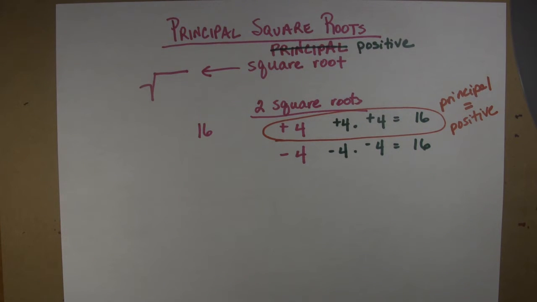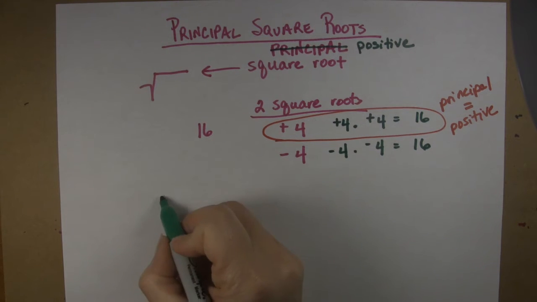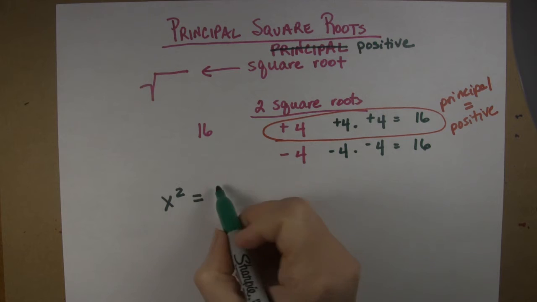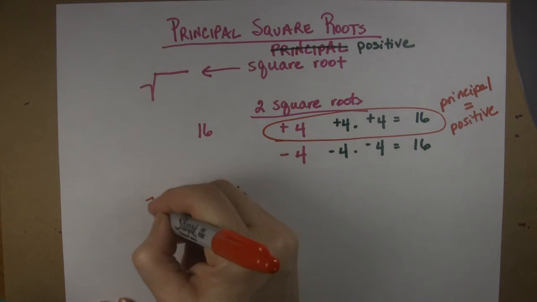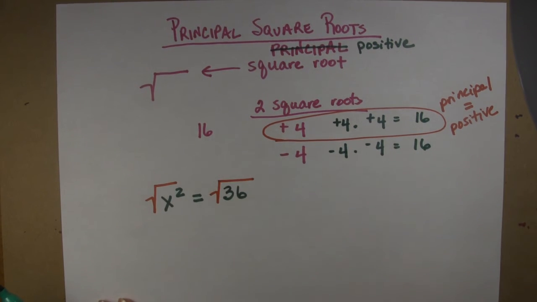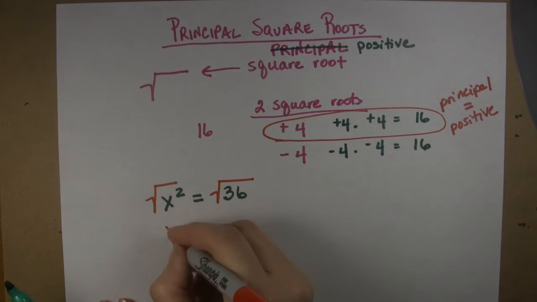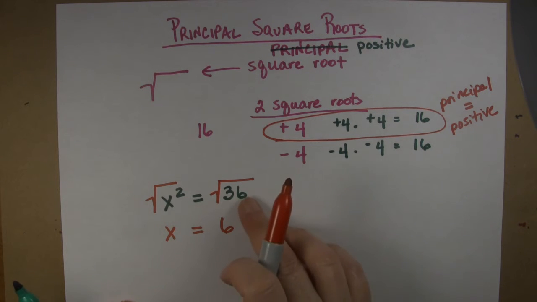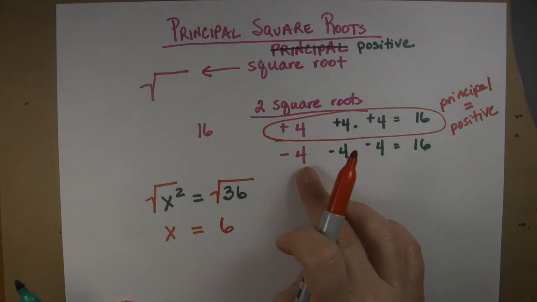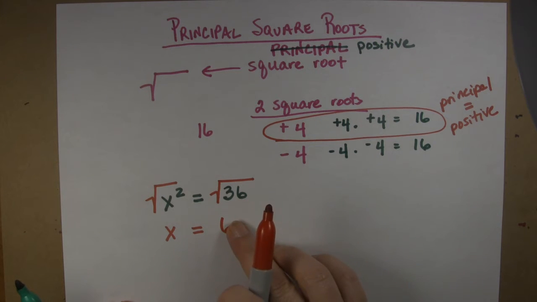Now you might ask yourself, why do we need to know this? Well, because if I write this problem, the square root of x equals 36, and if I take the square root of both sides, I would get x equals 6. That is only half right, because the square root of 36 also includes a negative 6, right?